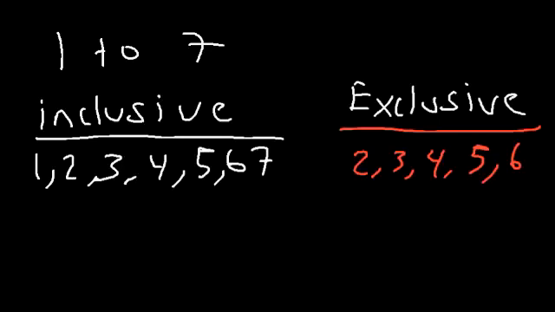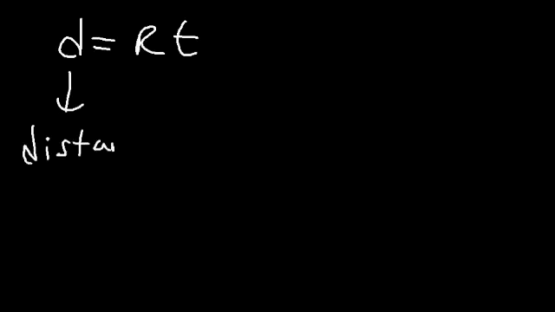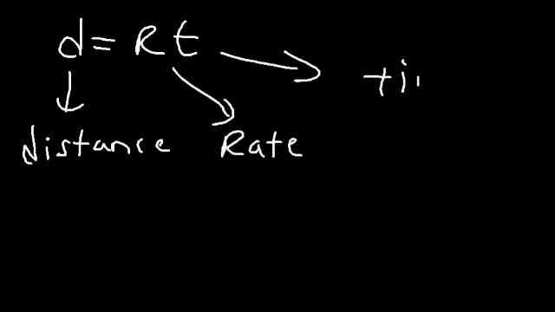The last thing you need to be familiar with for the next few multiple choice problems is the equation for distance, rate, and time. You've seen this equation many times. D equals RT. D represents distance, R represents the rate, which is usually speed, and T represents the time.